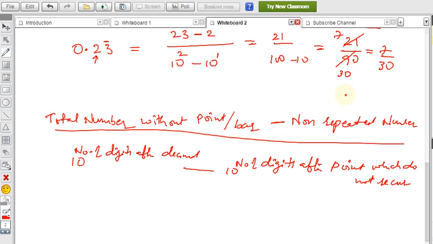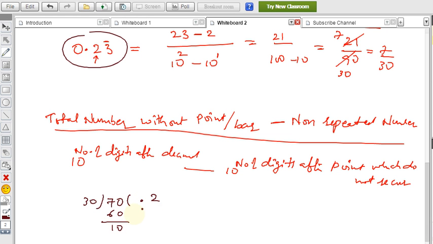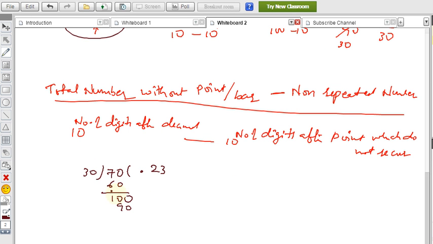So can you check this now? 7 by 30, 7 divided by 30. If I do the division I should get 0.23 bar, with the bar on 3. Put 0 and the point. 3 twos are 6, remainder 10. Again put 0, 3 threes are 9, remainder 10. Again 0, 3 threes are 9. Right? So 0.2333 repeating, that we can write as 0.23 bar.